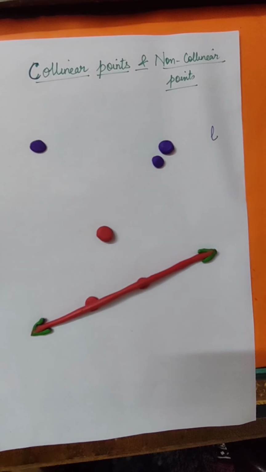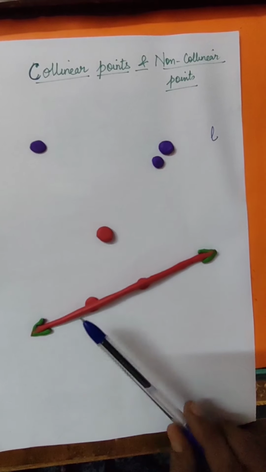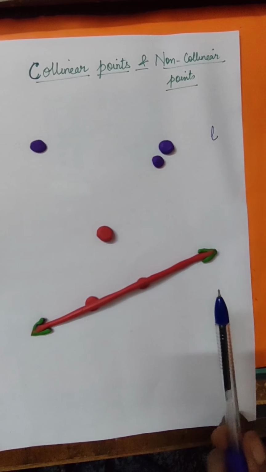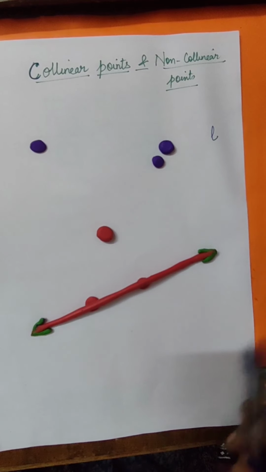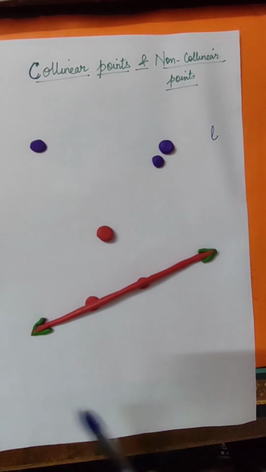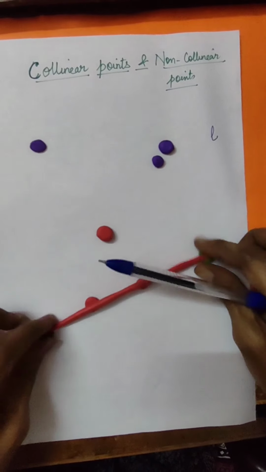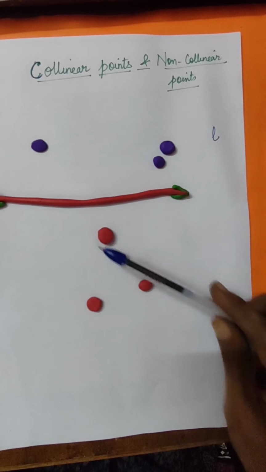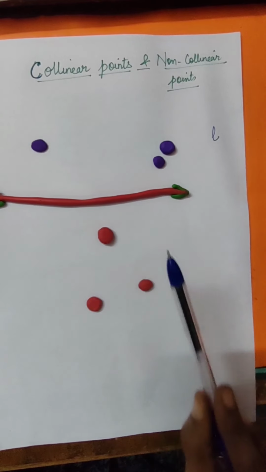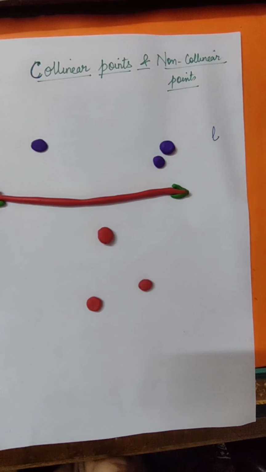So this cannot be collinear points because we need 1 or 2 more lines here. The condition says all 3 points should lie on only one line, then we can say it's collinear. So this is said to be non-collinear, as the same line cannot touch all the points here. Are you able to understand collinear and non-collinear?